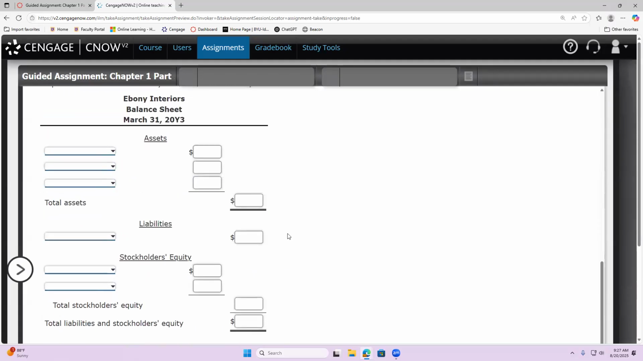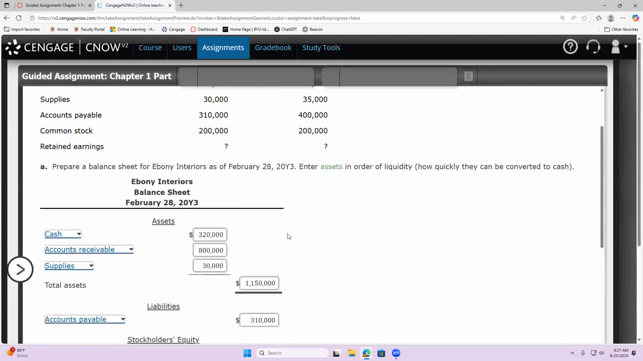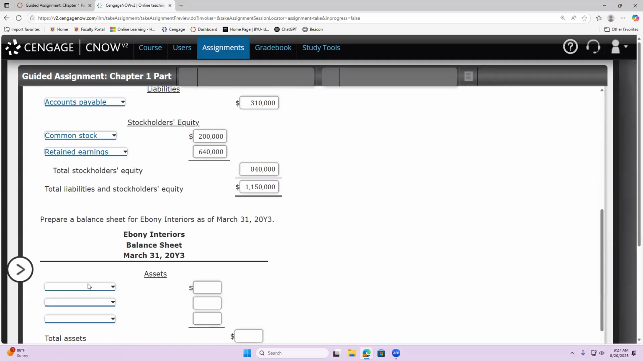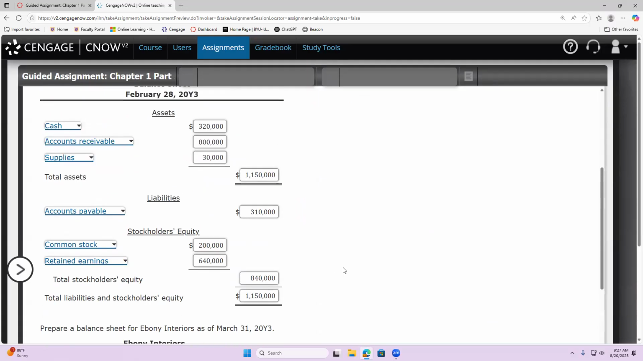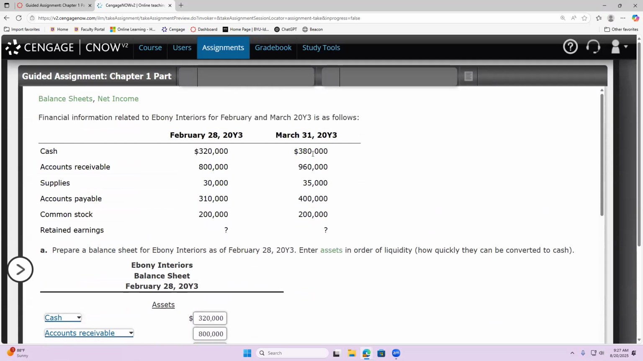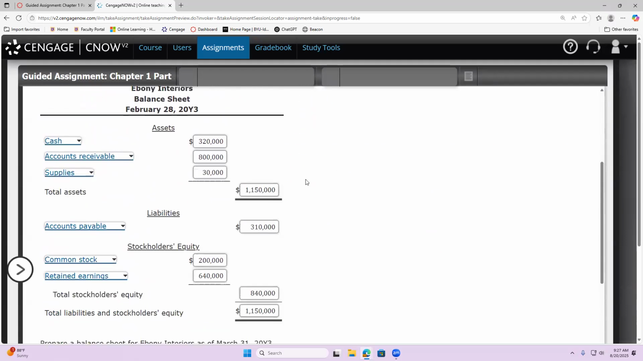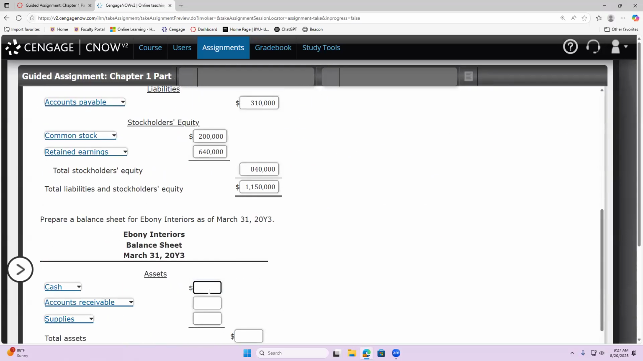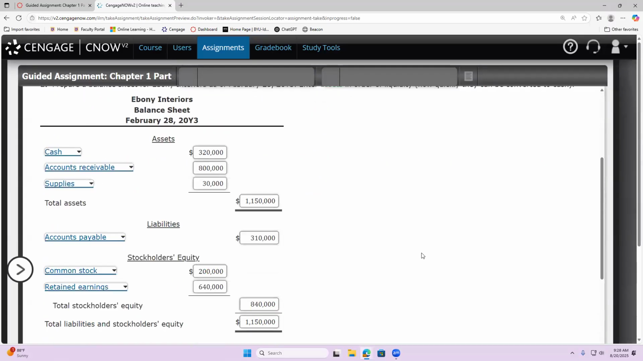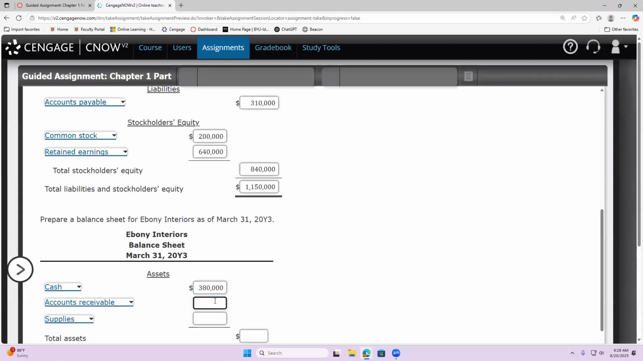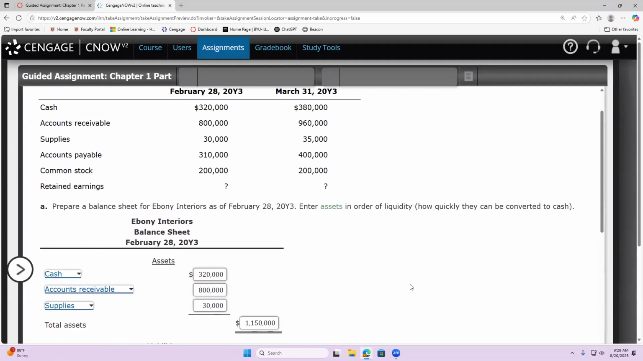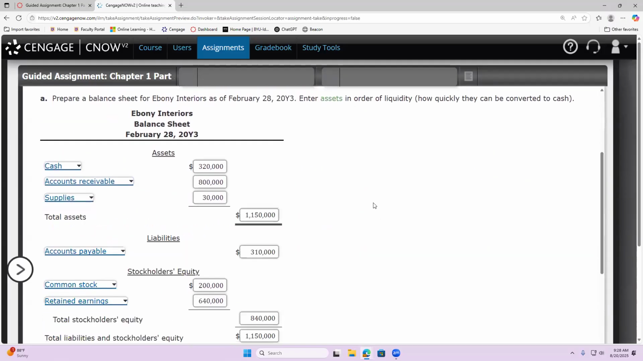Now we're going to do the same thing for 2023. So again, same asset accounts, cash, accounts receivable, and supplies. But now the number is a little different. There's 380,000 in cash. See how the scrolling becomes annoying? 960,000 in accounts receivable and 35,000 in supplies.